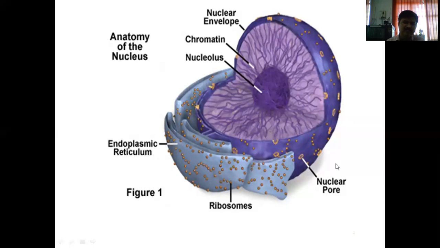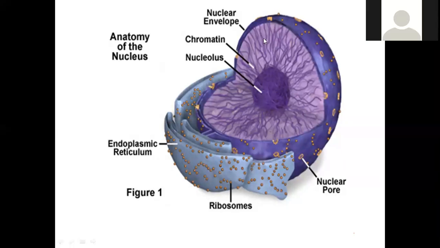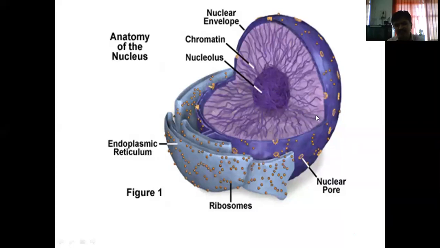Yes, students, please reply. Can you see? Yes, sir. I have taken that diagram from the internet just for your understanding. This is the nuclear envelope, generally made up of two layers. Then this is the chromatin.